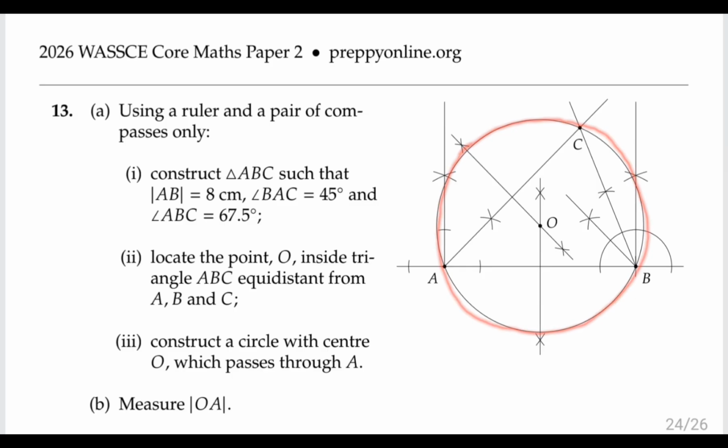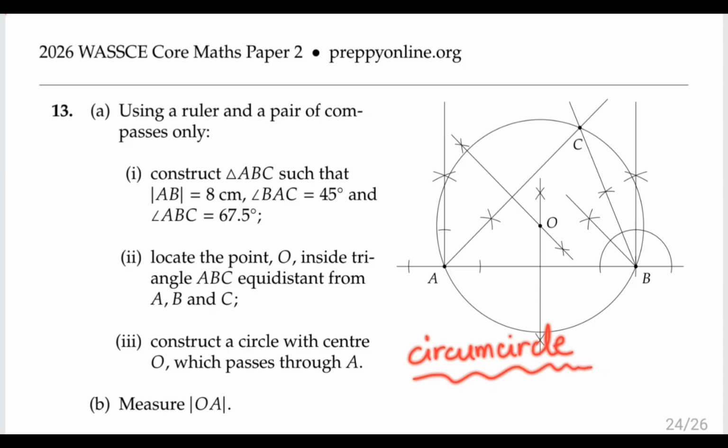And this is a special circle. It's called a circumcircle. It's a circle that passes through all the vertices of the triangle. And this center that enables us to draw the circumcircle is called the circumcenter.